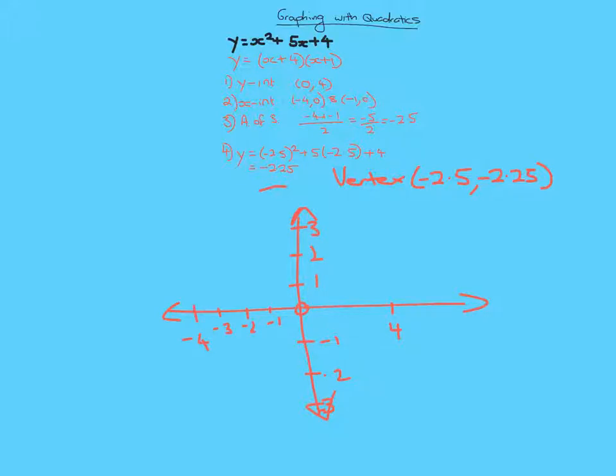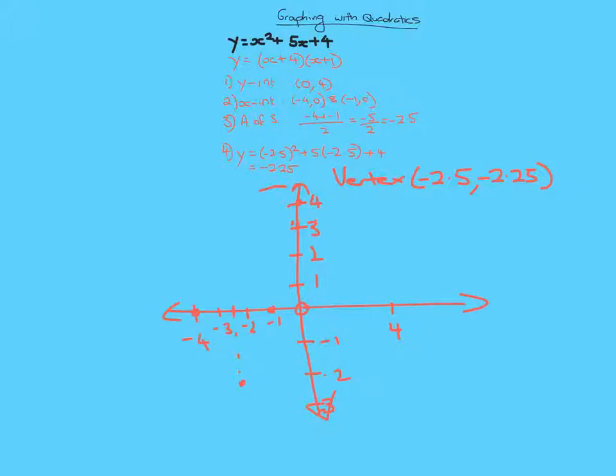My y-intercept, that's the first thing I've got there, occurs at (0, 4). So I'll just extend this up here so that I can put (0, 4) on there. And that's my y-intercept there. All right. And then my x-intercepts are at (-4, 0) and (-1, 0). Then my vertex is -2.5, so that's halfway in between here. And on the y-axis it's -2.25, so it's about there.